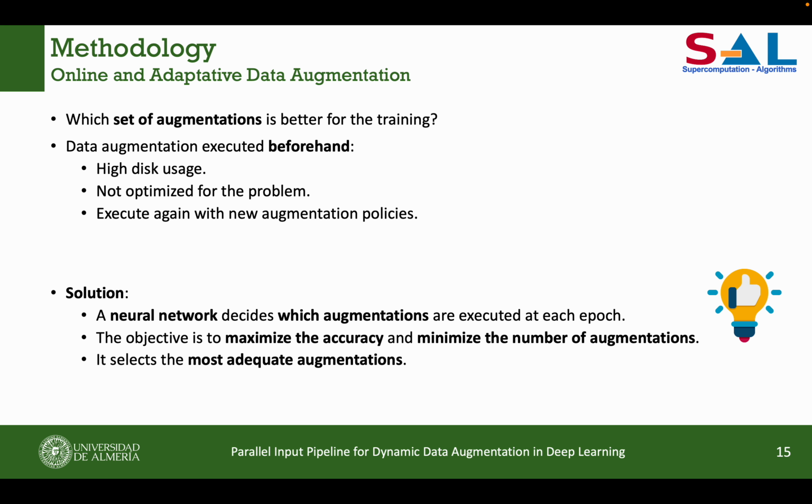So our solution is a new neural network which decides which augmentations are executed at each epoch. The objective of this neural network, which is a multi-layer perceptron, is to maximize the accuracy of the sign language recognition model while minimizing the number of augmentations. We want the best model with the least amount of data. In this case, it selects the most adequate augmentation that generalizes the model.